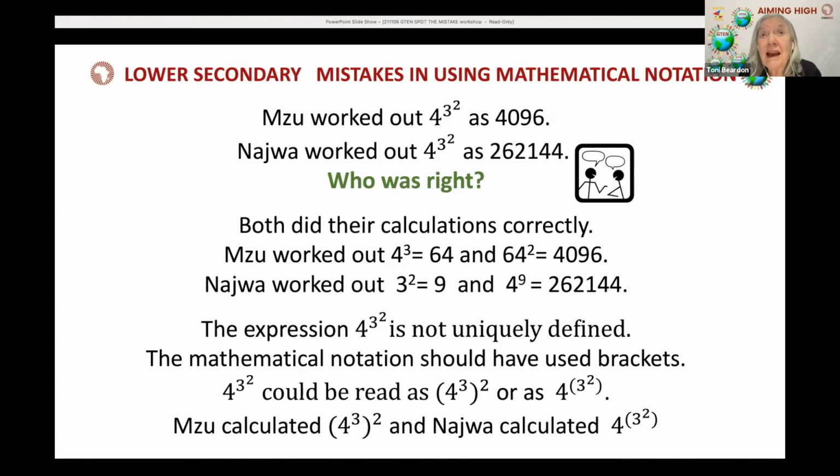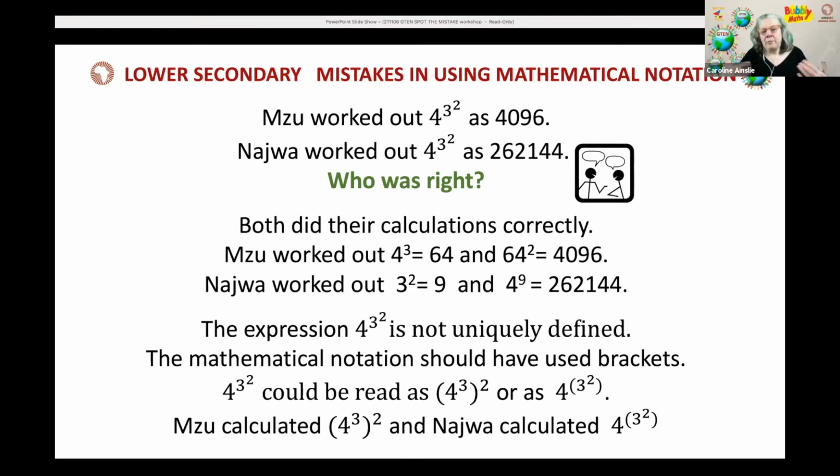Well, it is ambiguous again, isn't it? Yes, it isn't clearly defined. So uniquely defined doesn't mean anything. Temba says nobody is correct since the question is wrongly set. But I don't agree with Temba either. I think it's the person who wrote this down in the first place, in other words, the teacher who was wrong here. Whoever gave this to Mzu and Najwa was wrong, because it isn't correct mathematical notation.